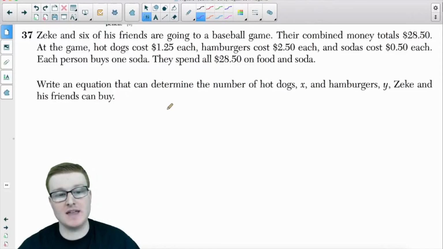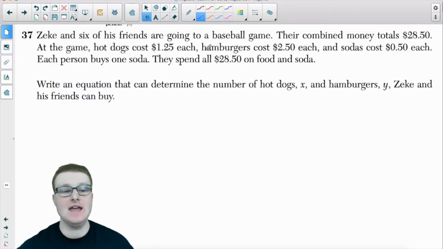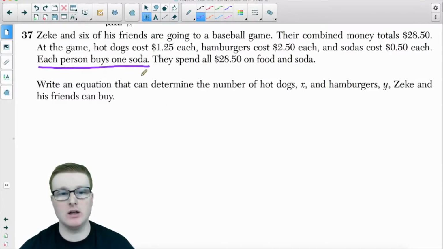Write an equation that can determine the number of hot dogs X and hamburgers Y Zeke and his friends can buy. So let's talk about this for a second. They tell you in the problem that each person buys a soda. Well, a soda costs 50 cents each. So let's go ahead and evaluate how much money was spent on soda.